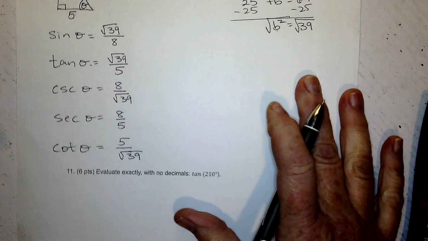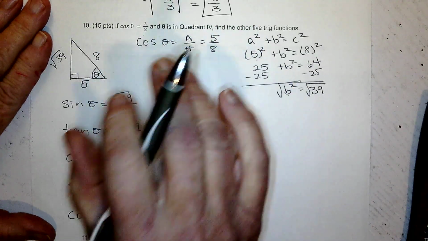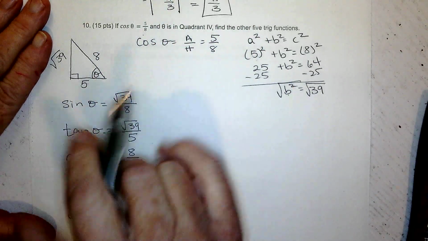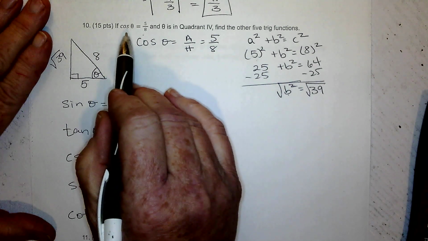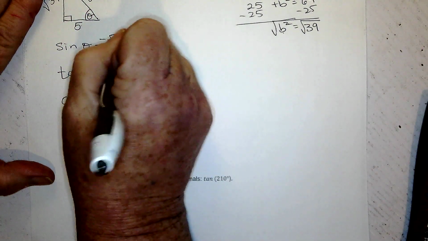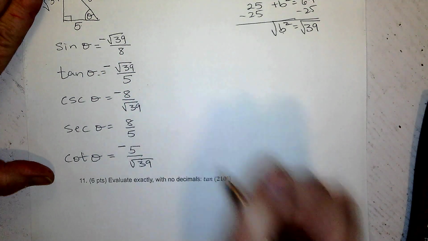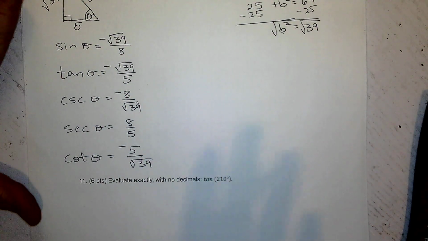All right, not quite done. My angle is in quadrant 4, so I need to know who is positive in quadrant 4. Only cosine and secant are positive in quadrant 4. Everything else gets a negative. Okay, those are the answers for this.